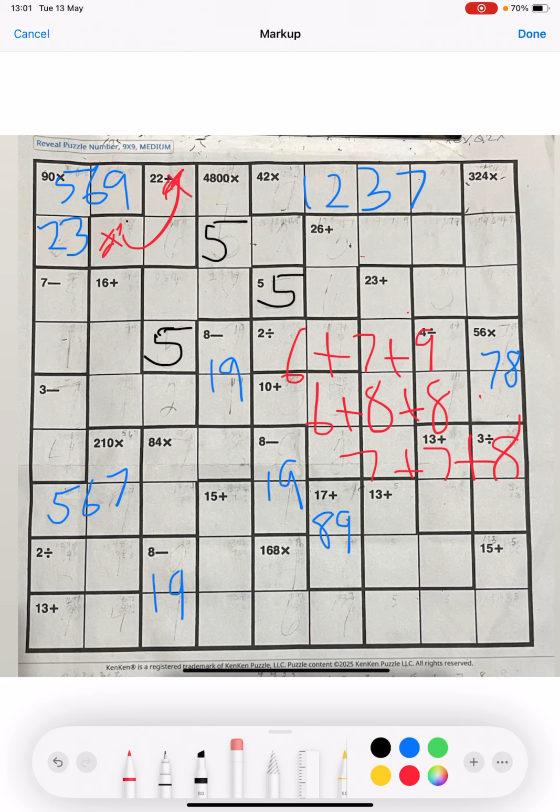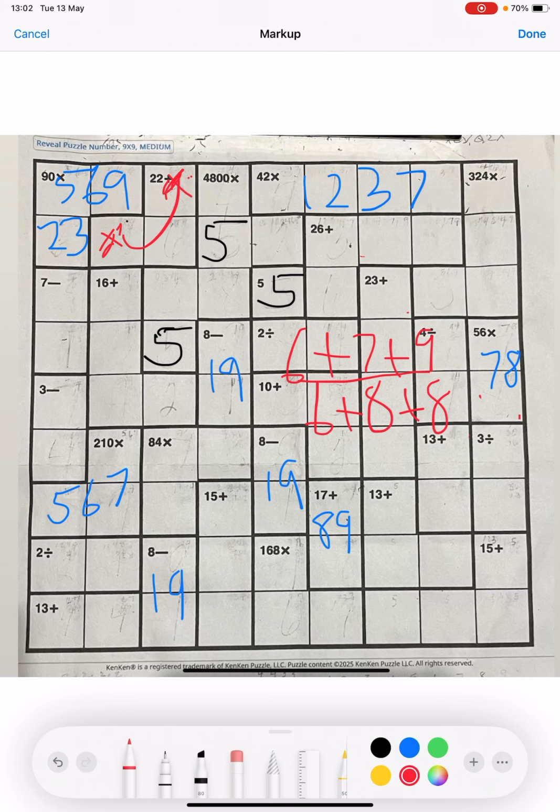We can also rule out 7 plus 7 plus 8, because I'd need a 7 there, and I've got a 7 in this row already. So that's left me with 2 options. What I'd like to do now is rule out the 6 plus 7 plus 9 option. Let's see what happens if we've got 6 plus 7 plus 9 there.